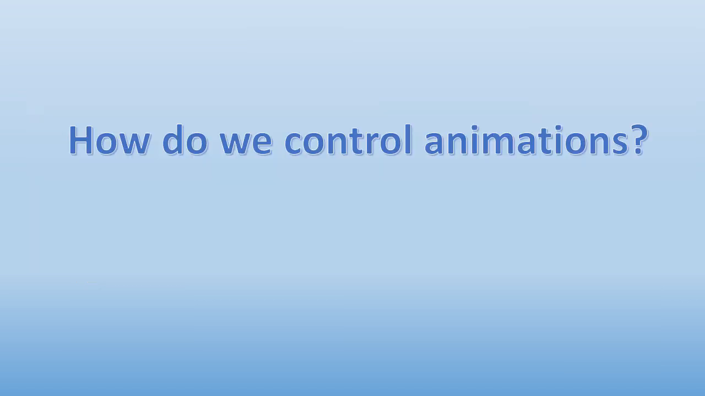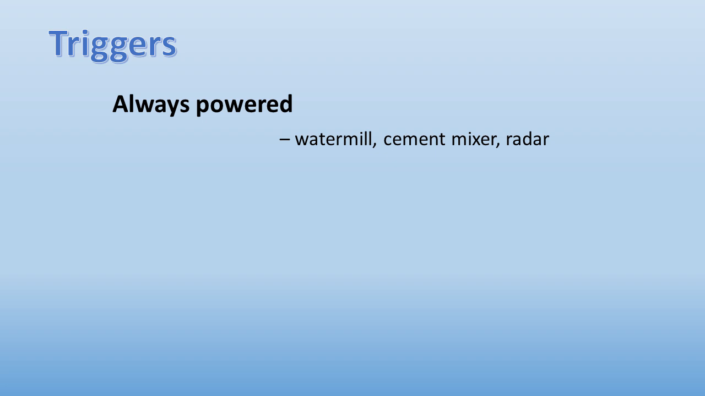Finally, I want to talk about how we switch and control animations, because there's a number of different methods. The simplest one being that it's continually on. We already saw the cement mixer in operation. You wire your 12 volt to the motor and the watermill rotates, the windmill rotates, etc. You've nothing else to do except to sit there and watch them.